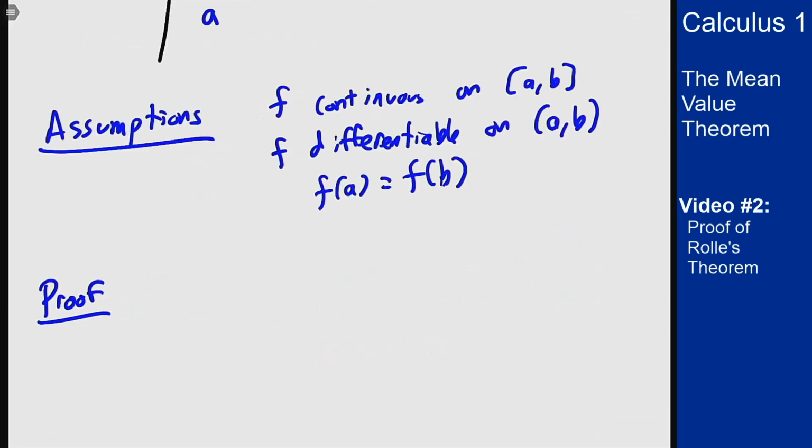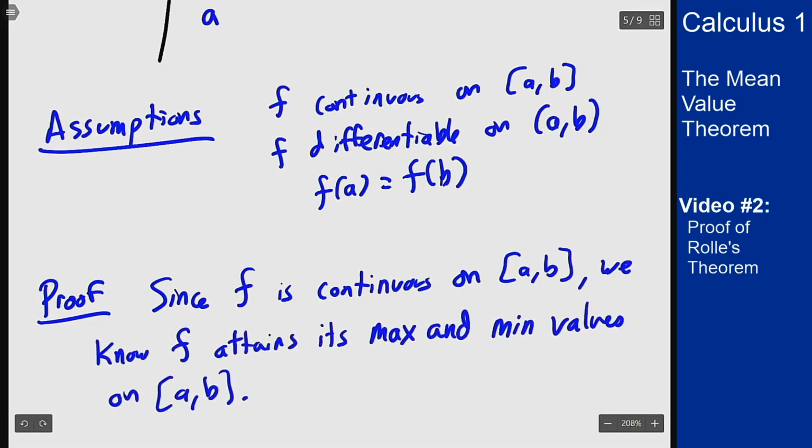So, proof. Since f is continuous on the interval a to b, we know it attains its max and min values. That was the idea of the extreme value theorem. So since f is continuous on the closed interval, we know f attains its max and min values on this interval. Now here we have two options.